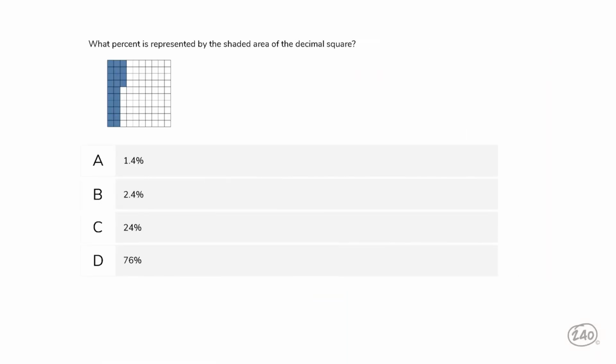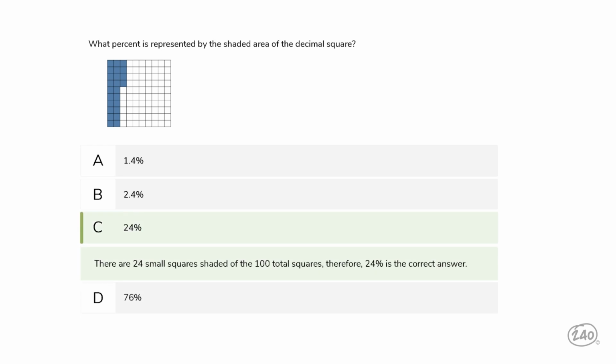Time for a question about converting between fractions, decimals, and percents. What percent is represented by the shaded area of the decimal square? First, we need to figure out what fraction of the figure is shaded. There are 100 total squares and 24 of them are shaded, which will give us a fraction of 24 over 100, which is equal to 24%.